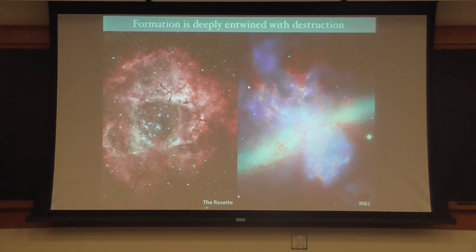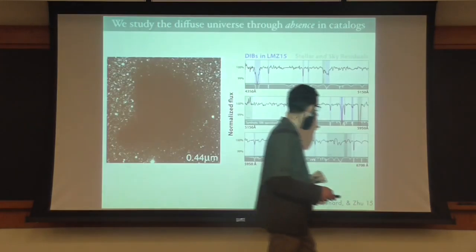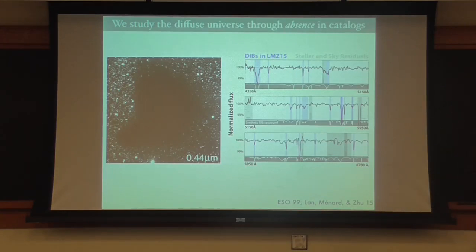So we need to really understand how flows work in 3 dimensions in the galaxy and in the universe as a whole. So how are we going to do that, given that all of our data comes from these point sources? Well, I'll tell you two ways, and I'll talk about both of these during my talk. You can just study this diffuse universe through absence, okay?